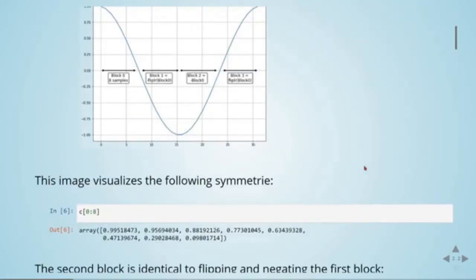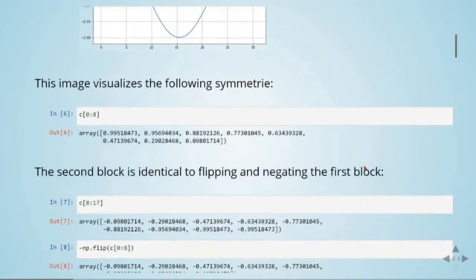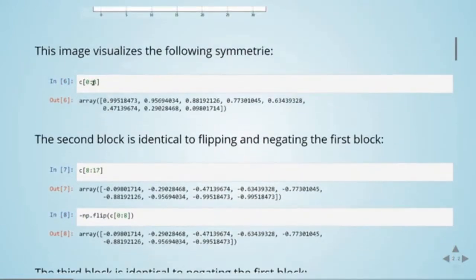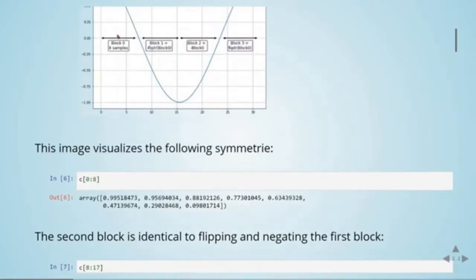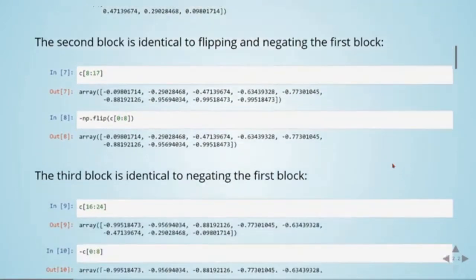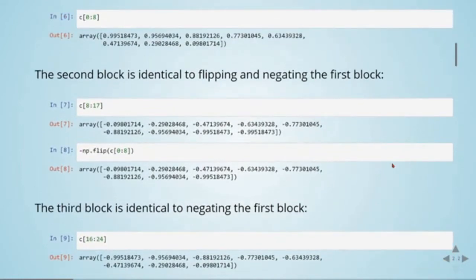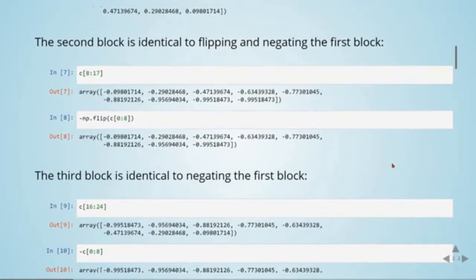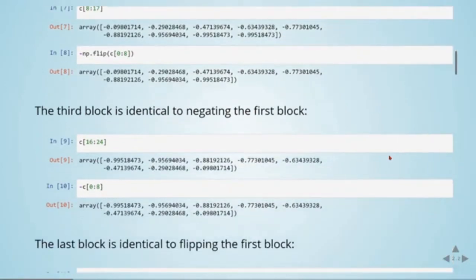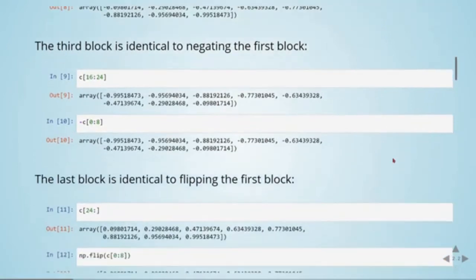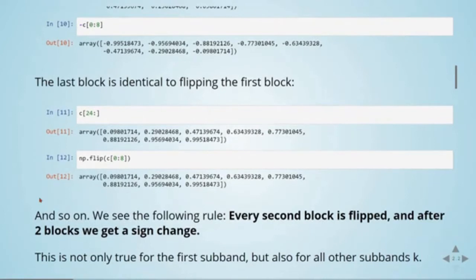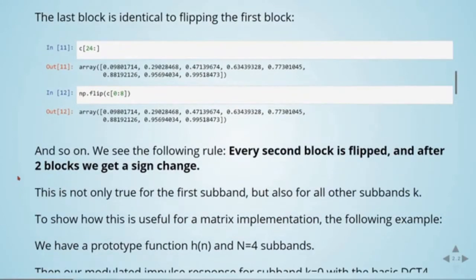So this image visualizes the following symmetry. The second block is identical to flipping and negating the first block. You can see this just by the numbers, the same as described by this picture. The third block is identical to negating the first block. And the last block is identical to flipping the first block. And here's the proof. So we see the following rule. Every second block is flipped, and after two blocks, we get a sign change. This is not only true for the first subband, but also for all other subbands k.